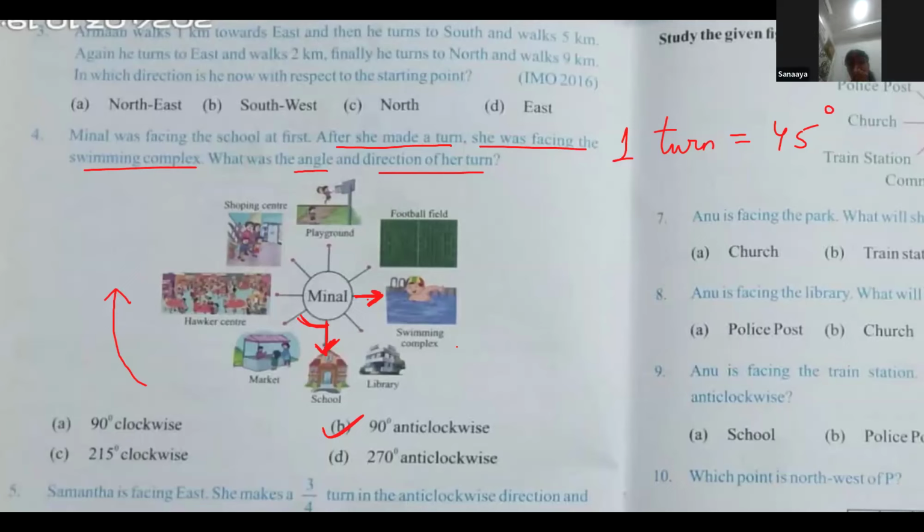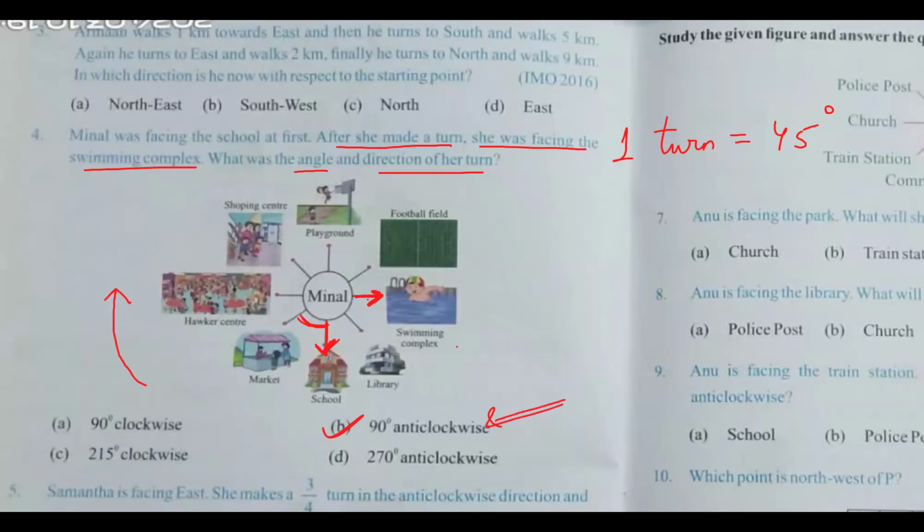Ma'am, I was trying to do it orally. Okay, okay. So you did it orally also? In anti-clockwise or clockwise? See, anti-clockwise we have found the answer, na? It is 90 degrees, isn't it? Anti-clockwise, we have already found it. We have to find in the clockwise direction now.